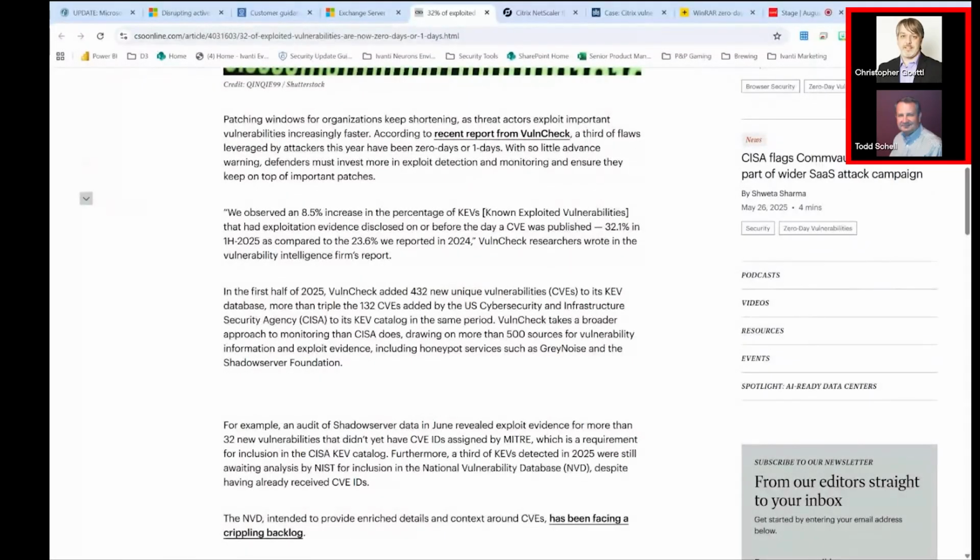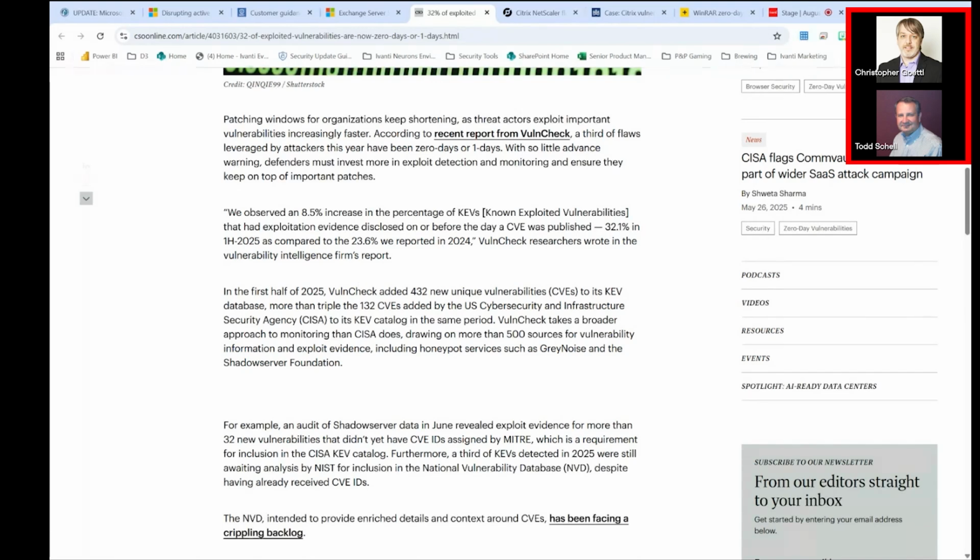So there's a pretty good breakdown of some of the trends here and some of the areas that are definitely getting hit hardest. There were 432 new CVEs tracked by VulnCheck, the threat intel vendor in this case, that were added to their known exploited vulnerability database in the first half of this year. 132 of those CVEs were added by the U.S. Cybersecurity and Infrastructure Security Agency, CISA, to its KEV list.